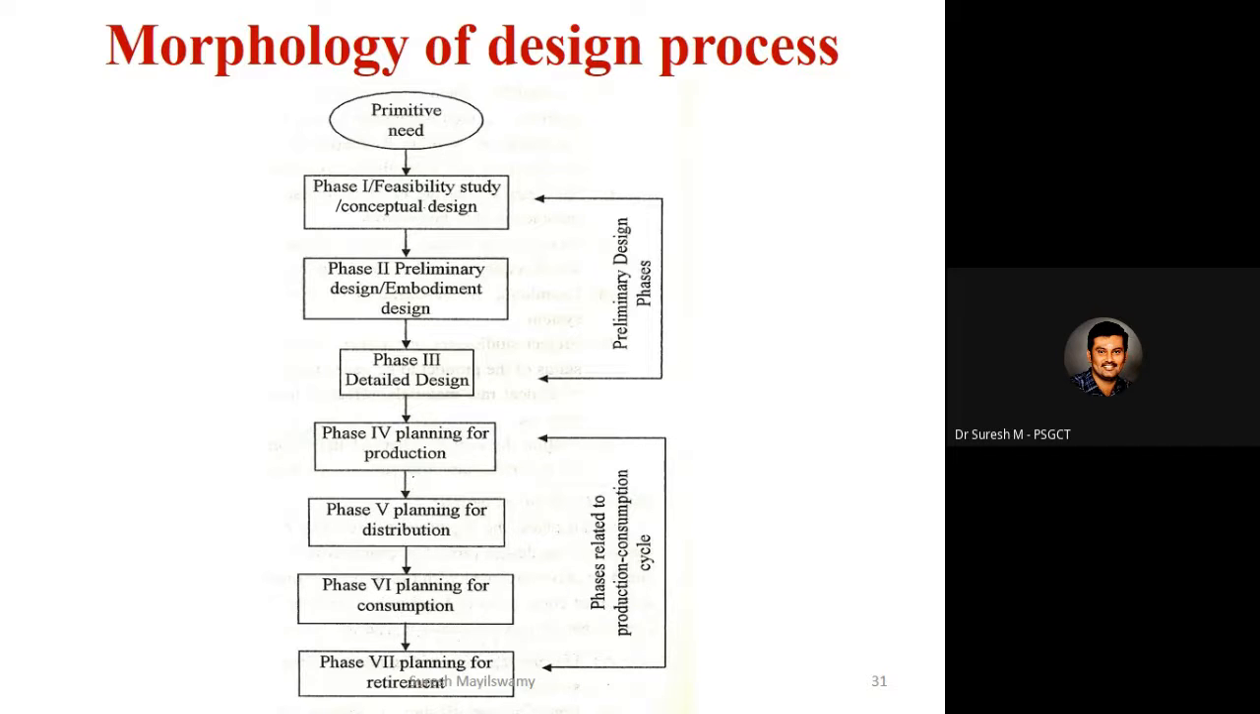And the fourth, fifth, sixth, and seventh are also part of the design process. The fourth is planning for production. The fifth stage is planning for distribution. The sixth stage is planning for consumption. The seventh stage is planning for retirement. So the first 3 stages are considered the design phase, and the remaining 4 stages are considered the phase related to the production and consumption cycle. So we will see them one by one.